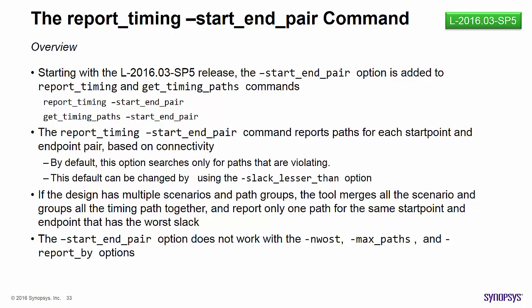If the design has multiple scenarios and path groups, the tool merges all the scenarios and groups all the timing paths together and reports only one path to the same start point and end point that has the worst slack. Start and tail option does not work with the n-worst, next path, and report by option.